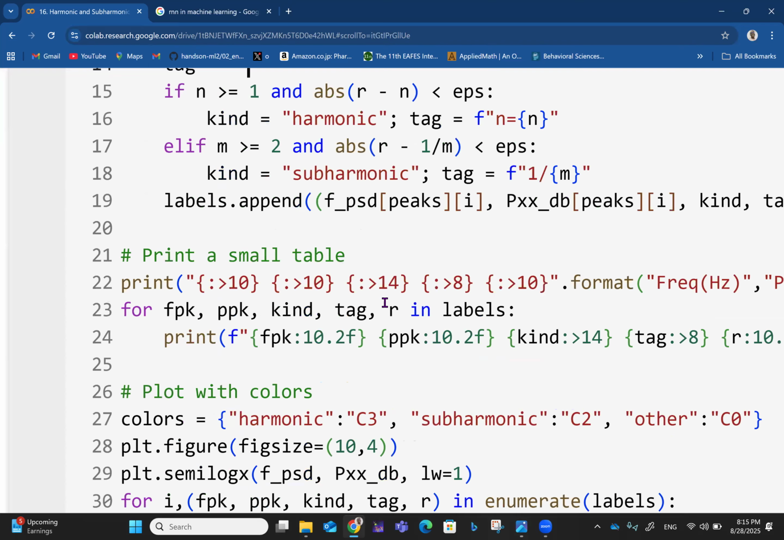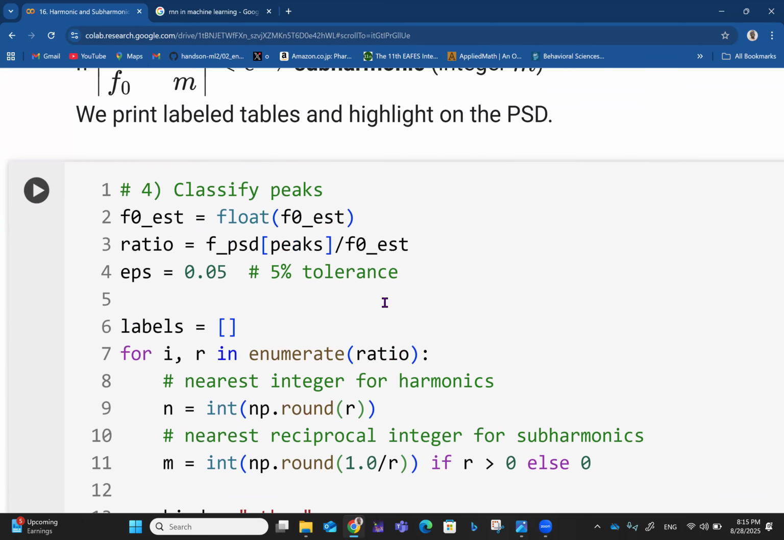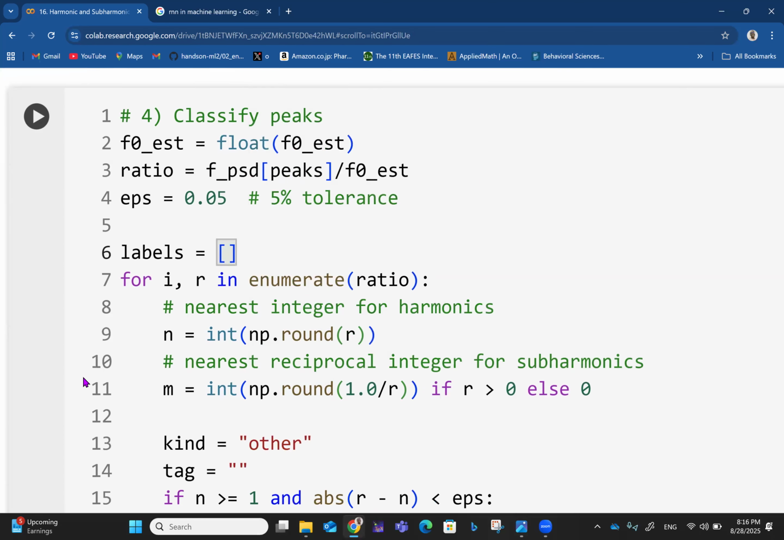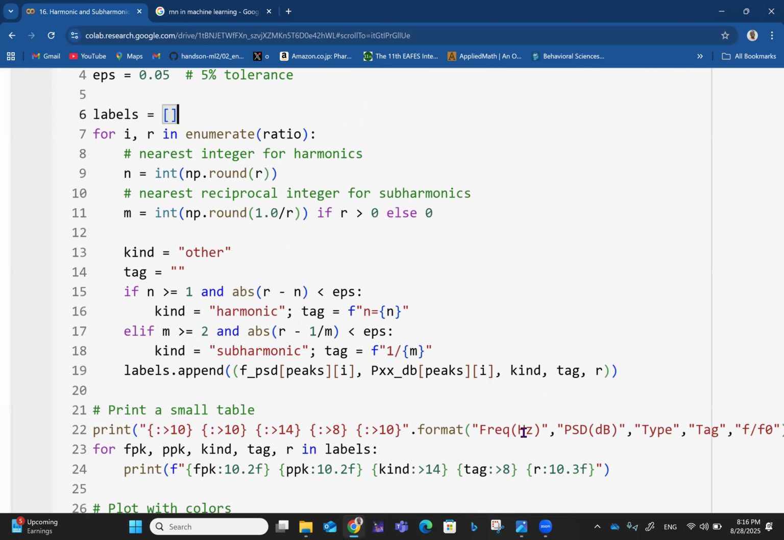Usually in mathematics, epsilon is a very small positive number, not negative, maybe 1 over 1,000 or 5 over 1 million, something like that. Then you initialize with labels, and for R in enumerate ratio, you take the nearest integer for harmonics: N is integer np dot round R. For subharmonics, you take the nearest reciprocal integer, so M is np dot round 1 over R instead of R directly. Subharmonics will now be fractional, as we know already.